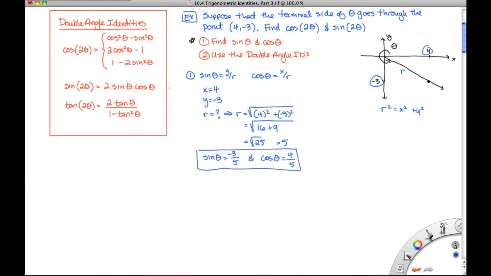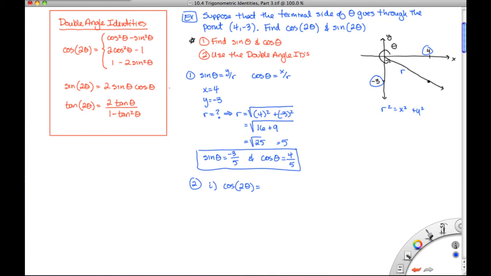So for step 2, we're going to use the double angle identities to find the sine and the cosine of 2 theta. So let's first, and I'll label this with a little I, the first one we're going to find is the cosine of 2 times theta. So we've got some options here. We've got 3 different identities that we can use for the cosine of 2 theta. I'm just going to pick the second one. You could use whichever one you want, but I'm going to use the second one.